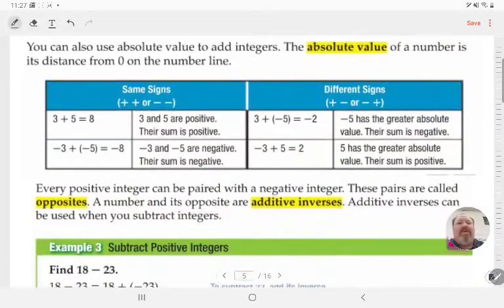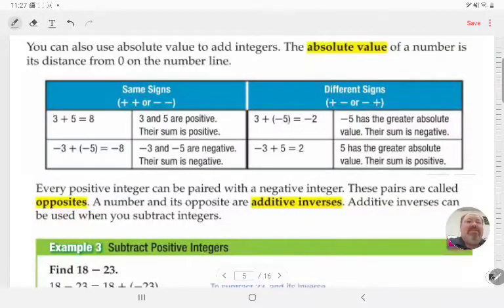So how I can use that is, for example, if I have the same sign, whether they're both positive or both negative, it makes it very easy. You just add the numbers together. 3 plus 5 is 8. -3 plus -5 is still 8, but since they're both negative, it's a -8.